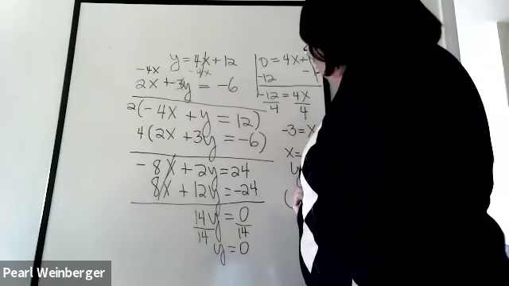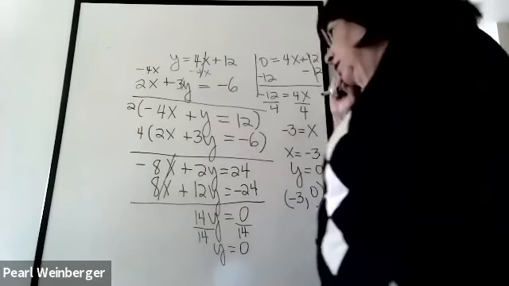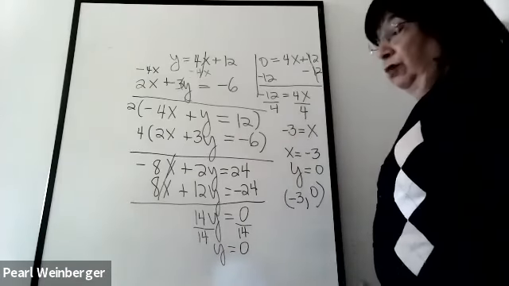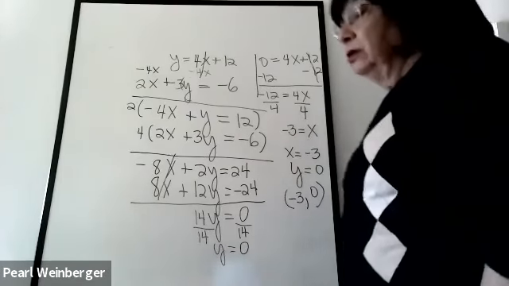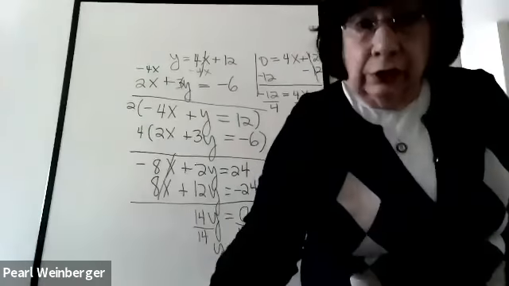Again, the exact same answer I got before, negative 3, 0. It doesn't matter which method you use. As long as you're careful, you'll get the right answer. Are there any questions about this?